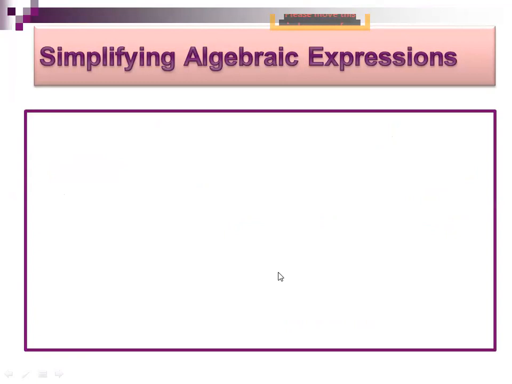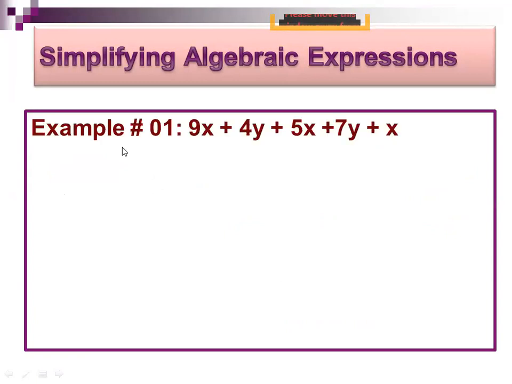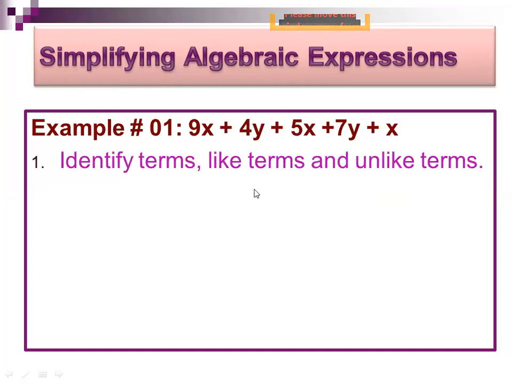Now we have simplifying algebraic expressions. The last topic we are going to start is how to simplify algebraic expressions. Now look here, example number one: 9x plus 4y plus 5x plus 7y plus x. Oh my god, all the terms are intermixing with each other, meaning here you have x, here you have y, x, y, x. So let's take some steps here.